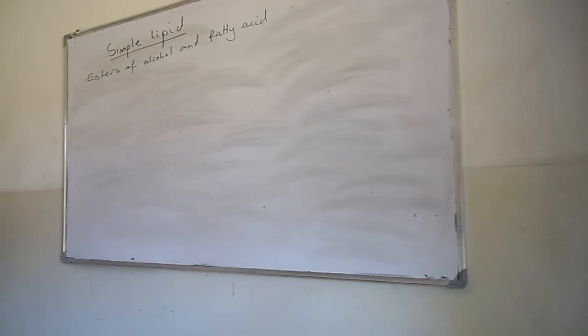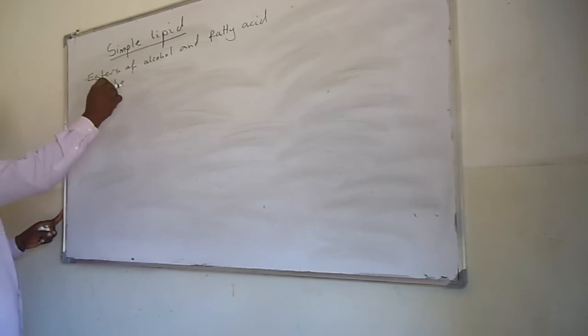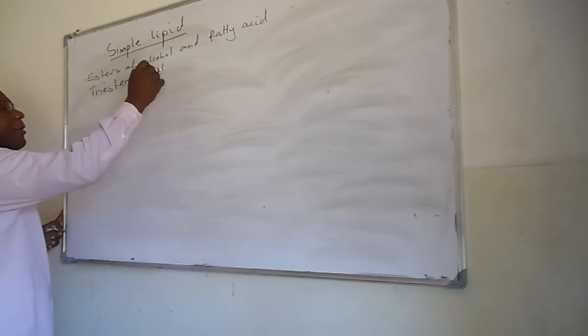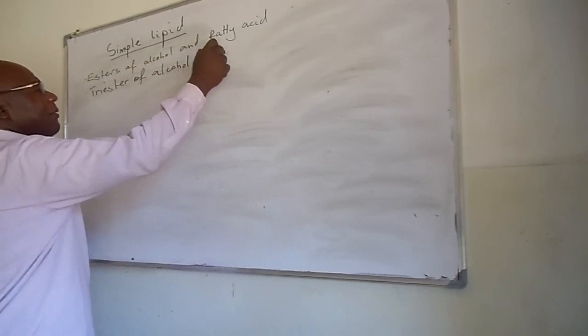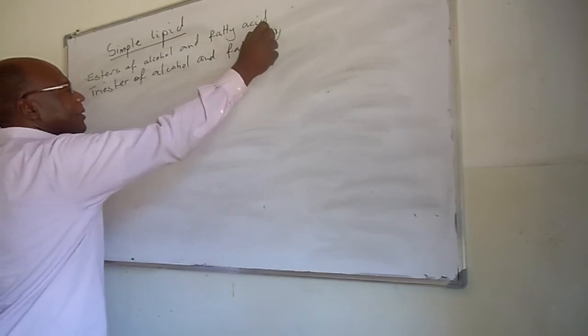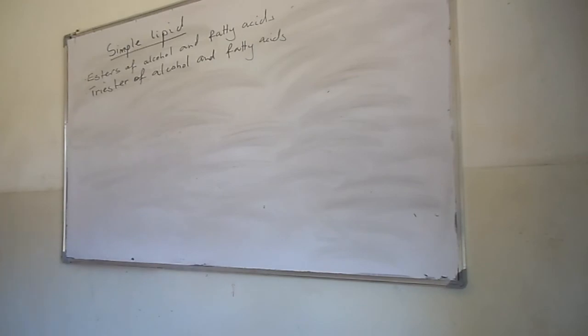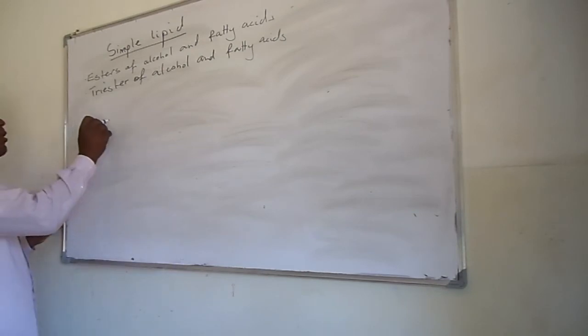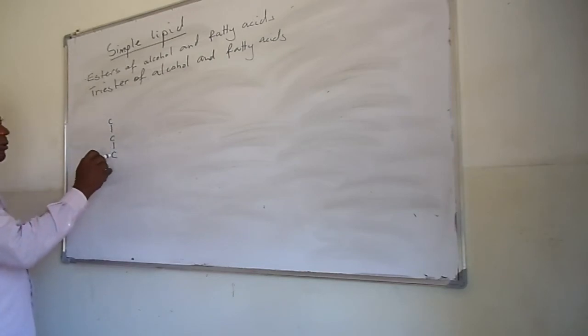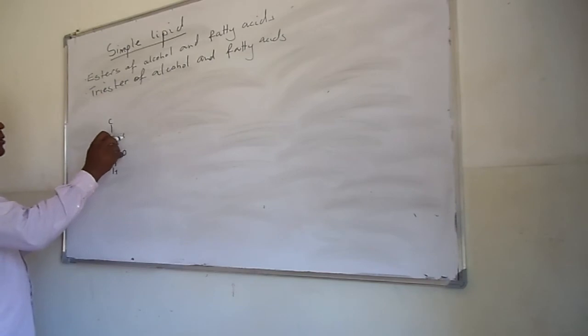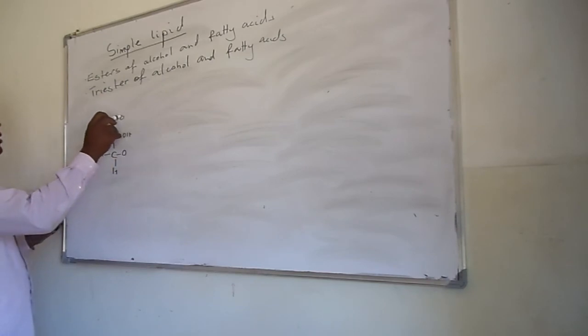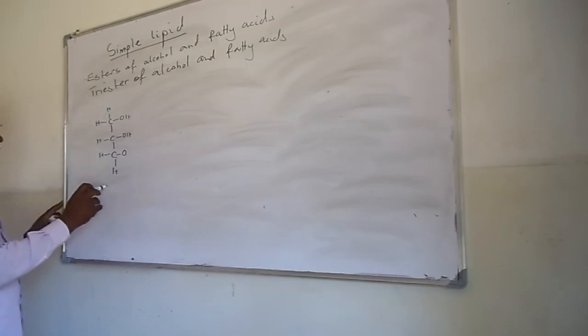But to be very detailed, we would say that simple lipids are triesters of an alcohol and fatty acids. Remember we looked at the alcohol. The alcohol that we looked at was this alcohol, glycerol. That's our glycerol.